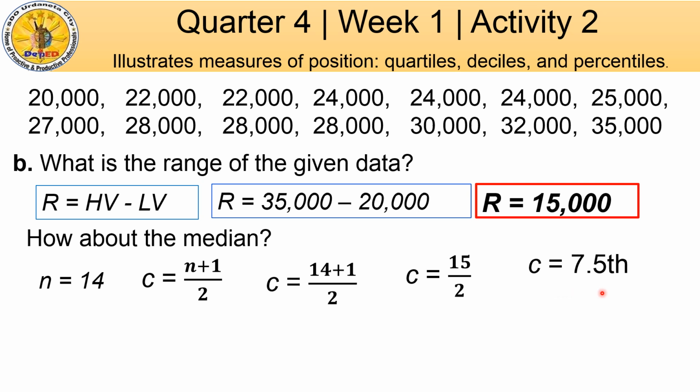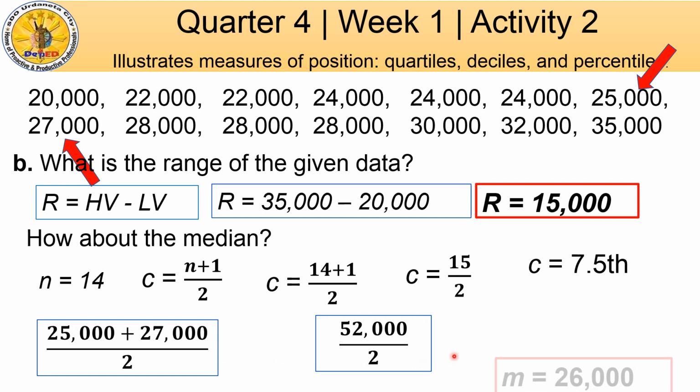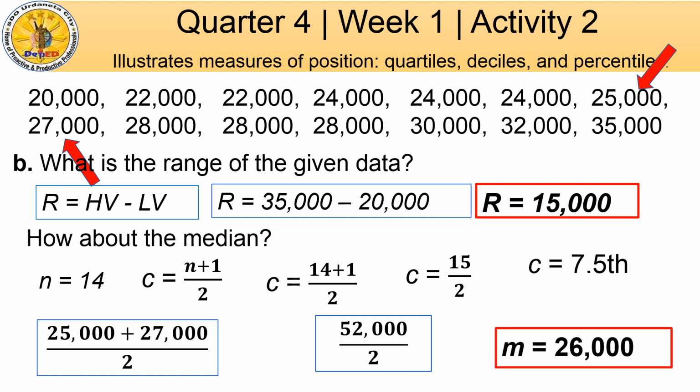That is between the 7th value, or the 7th data, 25,000, and the 8th data, 27,000. So just find the average of the two. 25,000 plus 27,000 divided by 2, that is 52,000 divided by 2, and your median now is equal to 26,000.